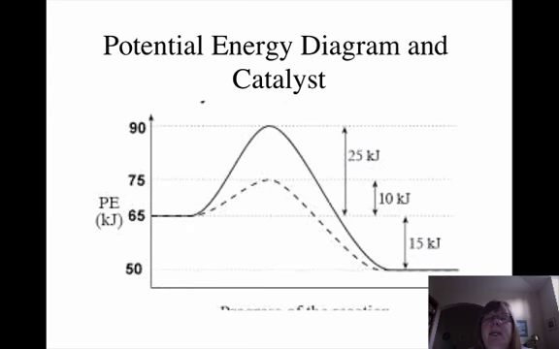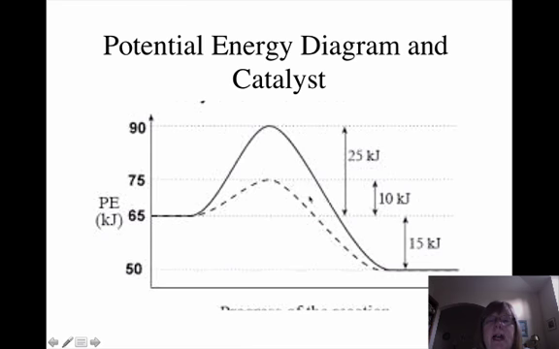So here we have our potential energy diagram, and this dotted line is this reaction with a catalyst present. So it lowered the activation energy. And the way it does that is it proposes a different mechanism for the reaction. Notice what does change. The activation energy of both the forward and the reverse reaction is lowered.